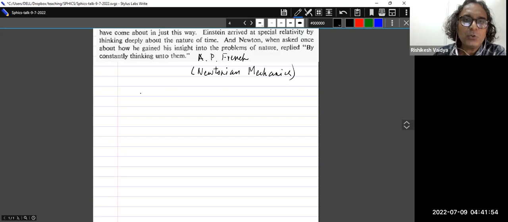And, you know, what is the question that mechanics is trying to understand? So mechanics is trying to explain the motion that we see around.